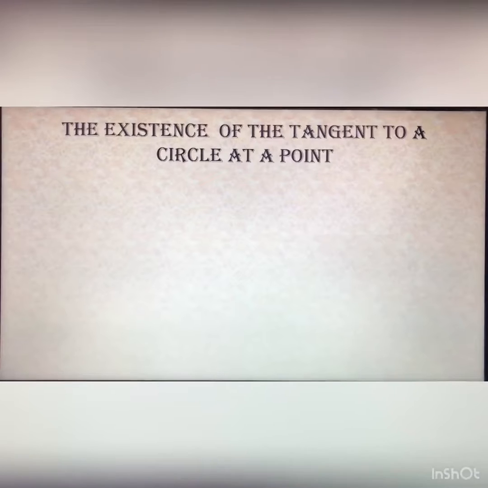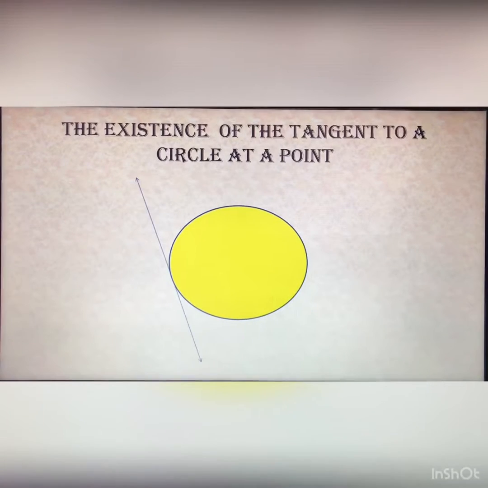Now, existence of the tangent to a circle at a point. Yes dear, this is a circle, you can see here clearly. After that you can see that this is a line and it has a common point. The name of the common point is P. So this is known as a tangent to a circle, which means line AB is a tangent to a circle.